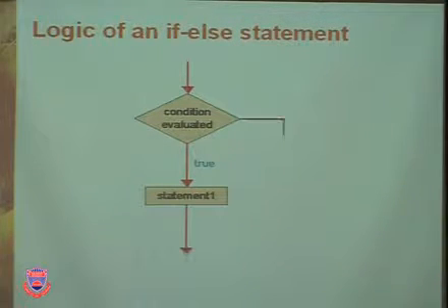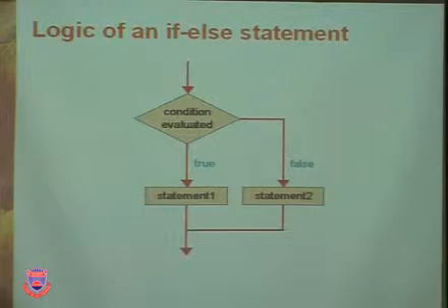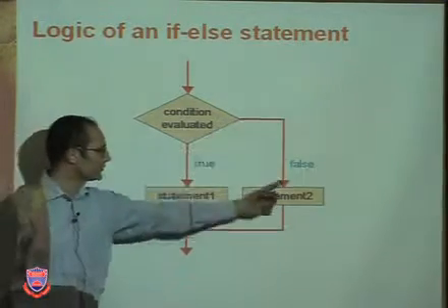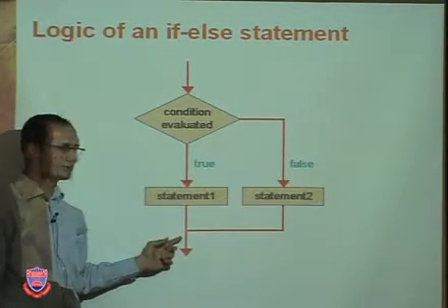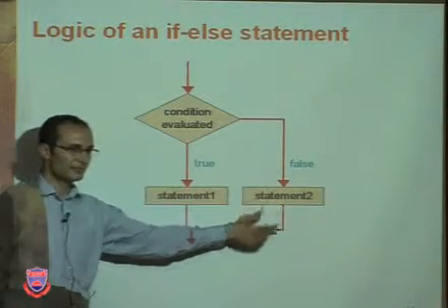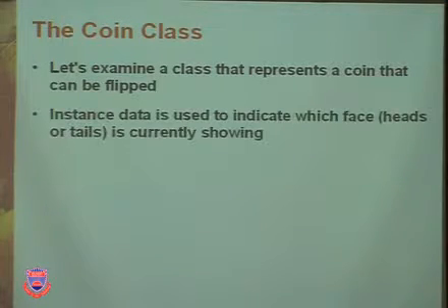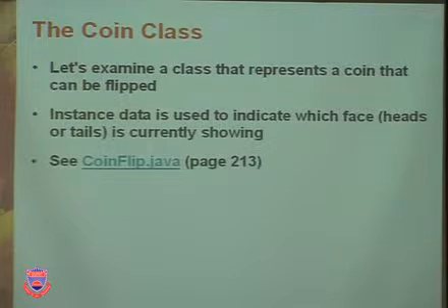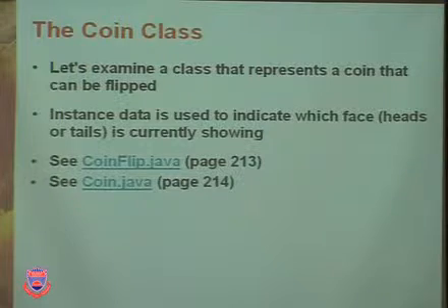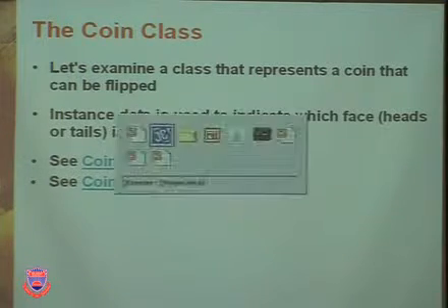So as you can imagine, graphical representation follows the same path. Instead of a false going into the regular next instruction, it just executes the statement 2 in the if-else case. You can perform any nested type of ifs and elses to get whatever you need to do. Let's see an example, CoinFlip and Coin.java.